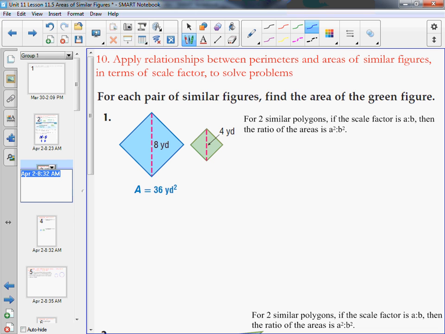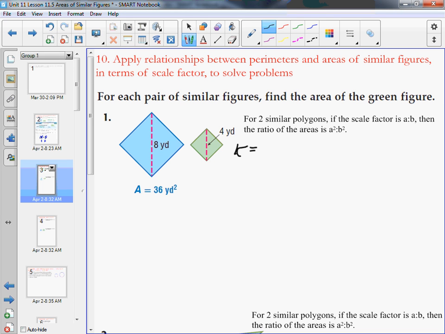So even though up until recently we've always thought of the scale factor as being the ratio of a pair of corresponding sides, in this case the scale factor is going to be the ratio of a pair of corresponding diagonals. Okay? So, and I put it here to the side. If the scale factor is a to b, then the ratio of the areas equals a squared to b squared. So let's figure out the scale factor.